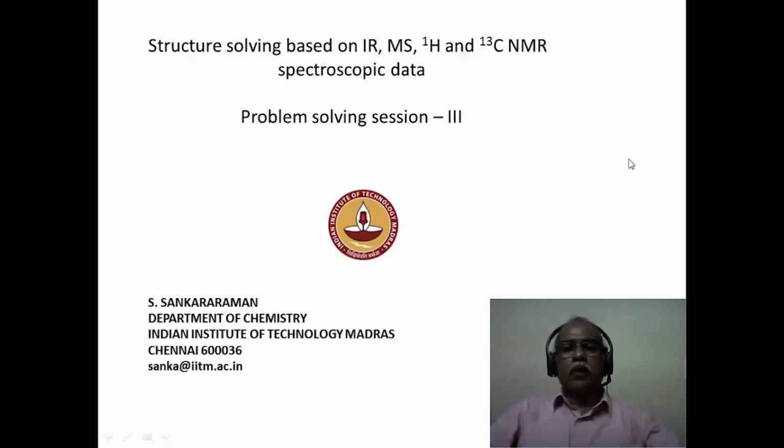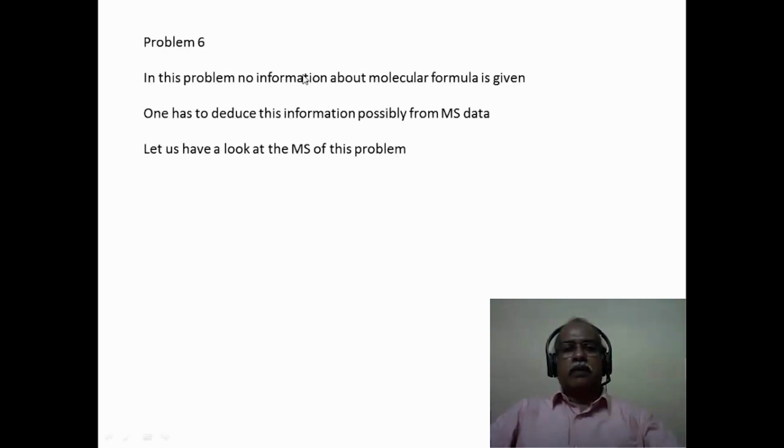Hello, we will move on to problem solving session 3. This will be module 31 of the course on application of spectroscopic methods in molecular structure determination. We will continue to use the data from infrared spectroscopy, mass spectrometry, proton and carbon-13 NMR spectroscopy for solving simple organic structures. This is problem number 6. The first 5 problems were in module 29 and 30. So we start with problem number 6 in this particular module.